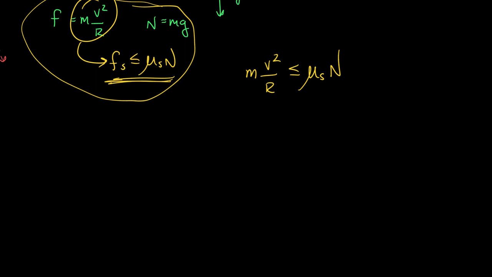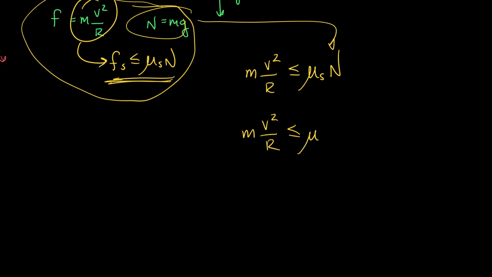I'm going to continue to do so because I know more about the normal force as well. So I'm going to take this and sub it into my inequality. Again, this preserves the inequality. m v squared over r must be less than or equal to mu s mg.